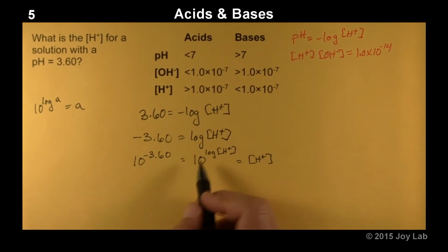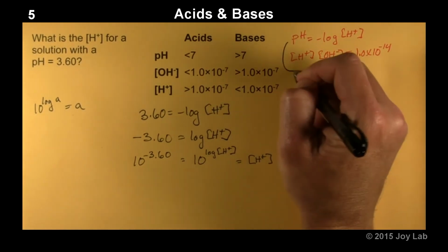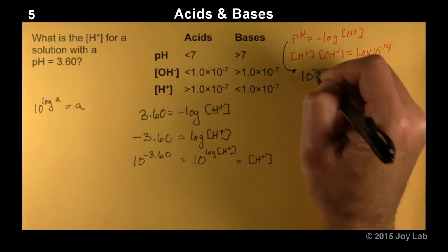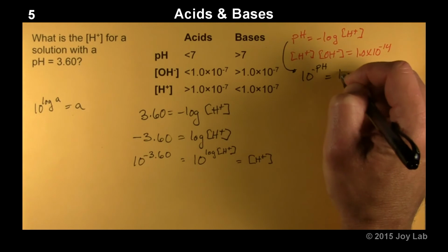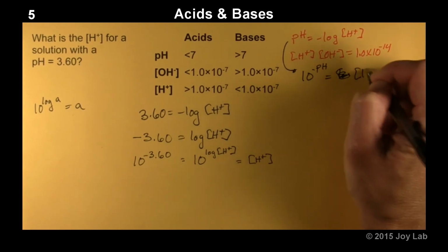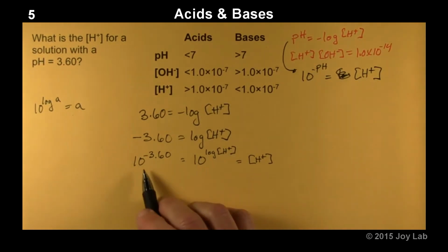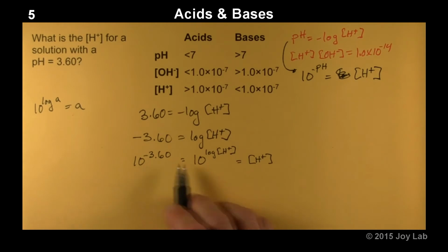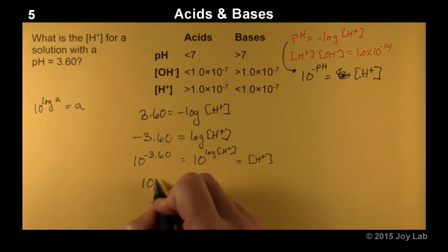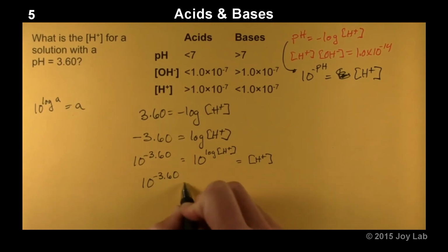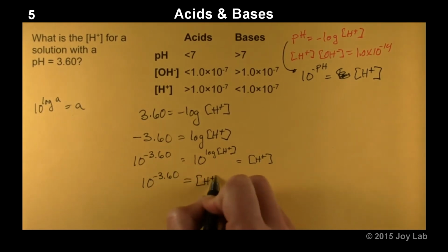So I can rewrite this into another form. I can say 10 to the minus pH is equal to the hydrogen ion concentration. That's what we have here. 10 to the minus pH is equal to the hydrogen ion concentration. So 10 to the minus 3.60. Let's go ahead and figure out what that is.